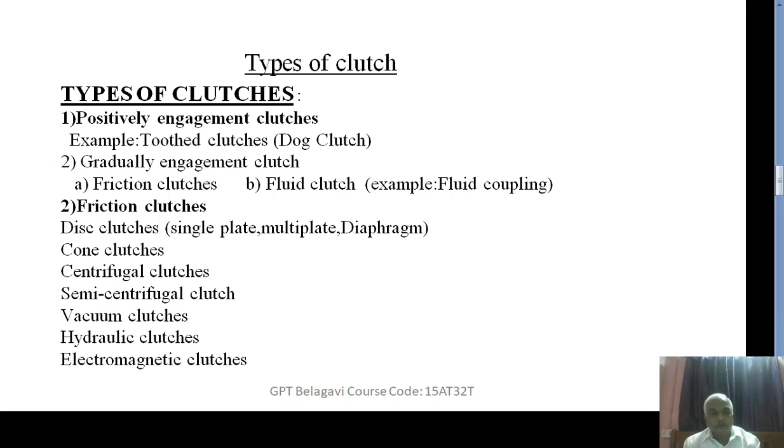Then the vacuum clutch and hydraulic clutch. These two, the vacuum clutch and hydraulic clutch, we are classifying according to their actuating mechanism. In case of the vacuum clutch, the working medium in the circuit is vacuum, but in case of the hydraulic clutch, the working medium in the hydraulic circuit is fluid power. And the last one, the electromagnetic clutch. Here with the help of electromagnetic forces, there is engagement and disengagement of the clutch. So this is about the different types of clutches which are commonly used in our motor vehicles.